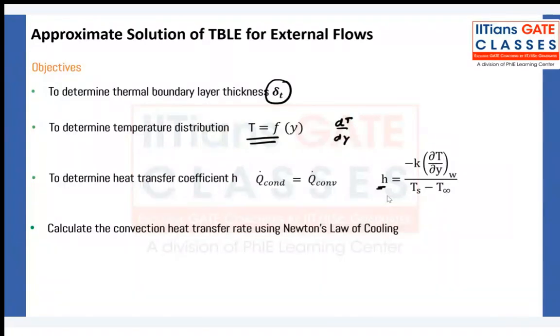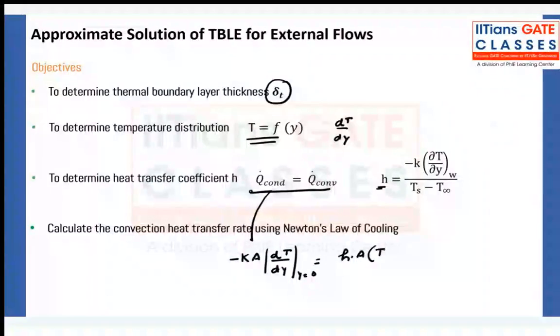From the beginning only, I told you h is my objective. So I can calculate h like this. At the wall, Q conduction is equal to Q convection at the wall. Q conduction is minus kA dT by dy at y equals 0, which equals hA times T wall or T surface minus T infinity. So area and area will get cancelled. h you can calculate by this equation.